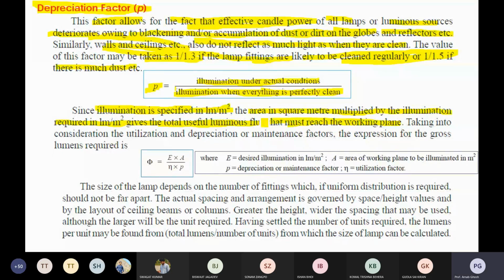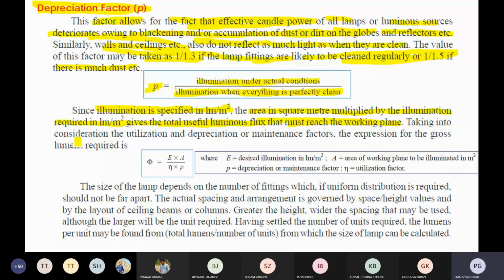E into A whole divided by eta into P. E means the desired illumination in lumen per meter square. You know that one. A is the area, simple thing. Then P is the depreciation or the maintenance factor, and eta is the utilization factor. So directly you will get the number of flux lines. Flux is light flux. So that's the equation.